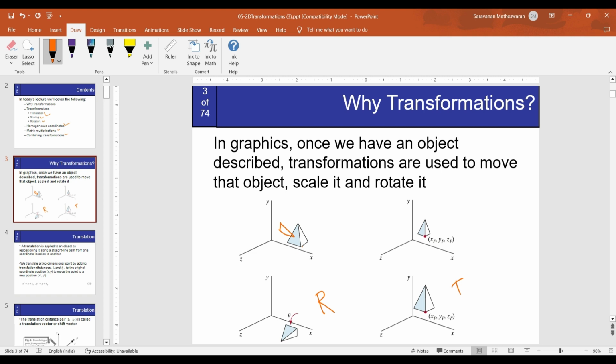Translation means moving the object from one place to another place. The object here, before, will come here, after. We want to move the object from here to here. This object may also be rotated from here. Likewise, something like this happens.